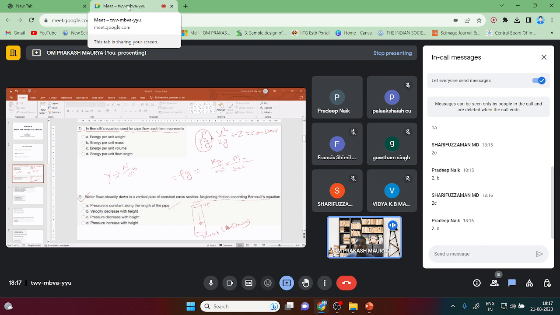The water condition is in dynamic condition, not in the static condition. So here the static condition is not valid. Pradeep, you just guess, I think option D.